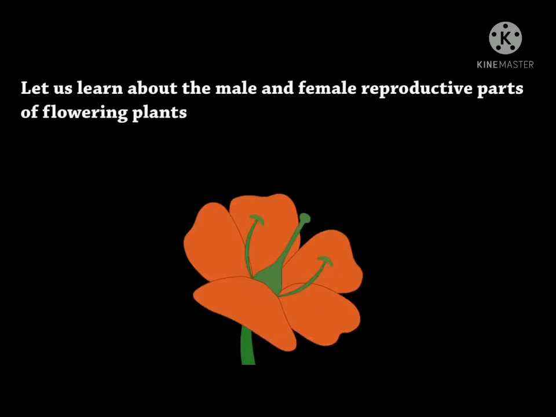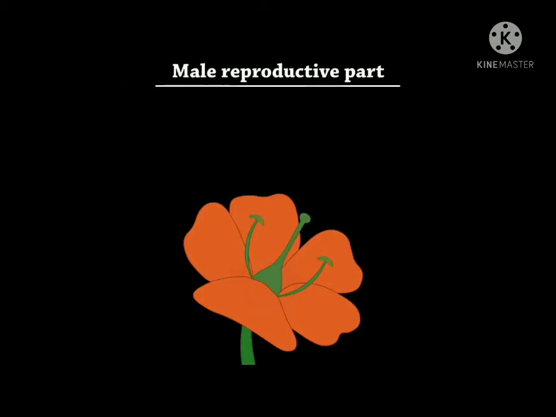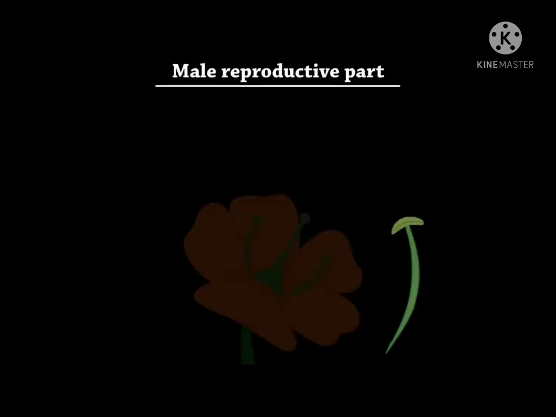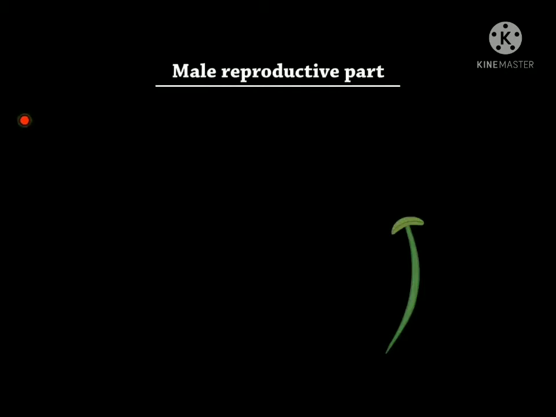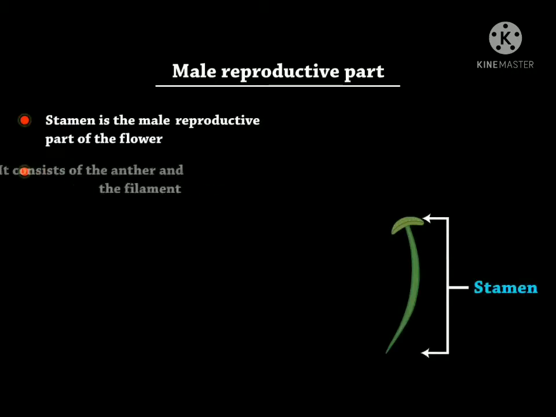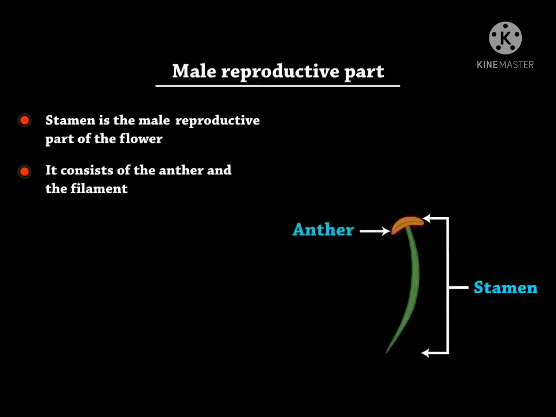Before we start sexual reproduction in flowers, you must know that in a flower two kinds of reproductive parts are present. First is the male part and second is the female part. The male reproductive part is said to be the stamen. This whole part represents the stamen. The stamen consists of two parts. First is the anther, which contains the pollen grains, and second is the filament, which is the connection between the anther and the flower.